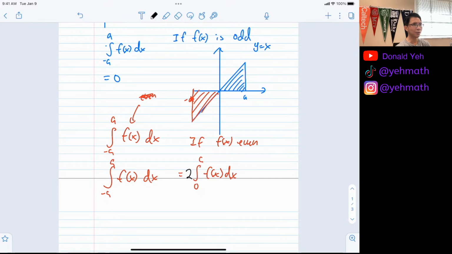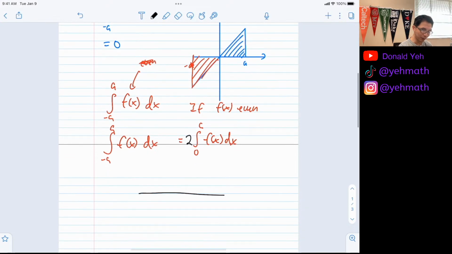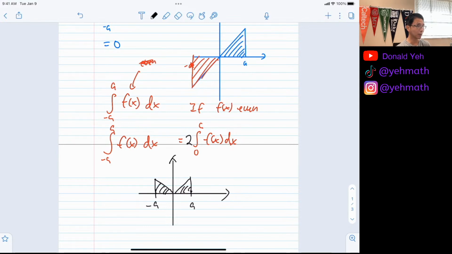Does that make sense visually? Just think about an x squared graph, or an absolute value of x graph. If I have from negative a to a on the absolute value graph, the integration between negative a and a is equal to 2 times the integral from 0 to a, because they are symmetrical, so it doubles.